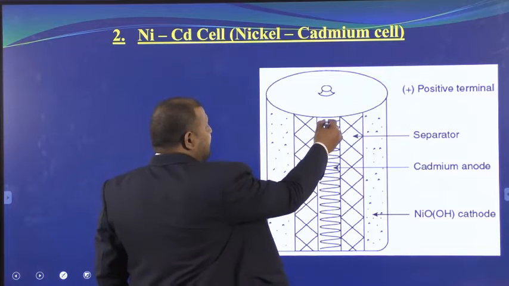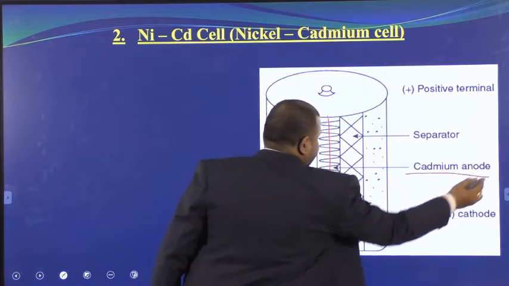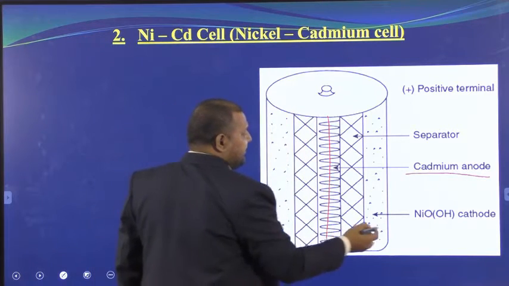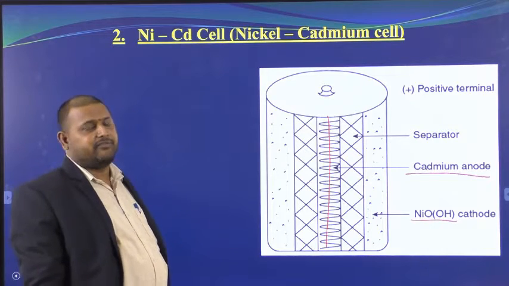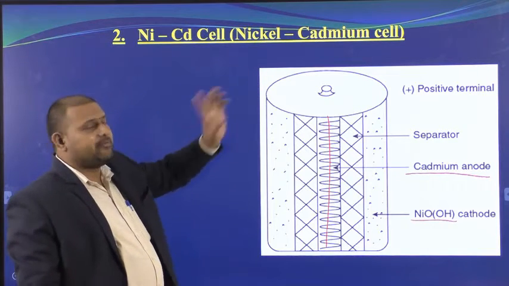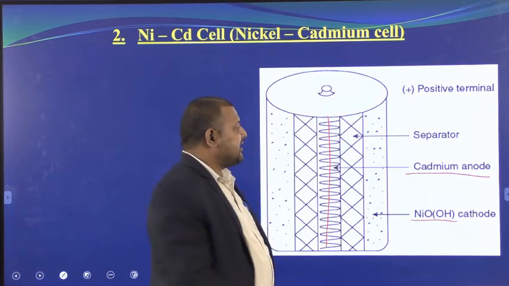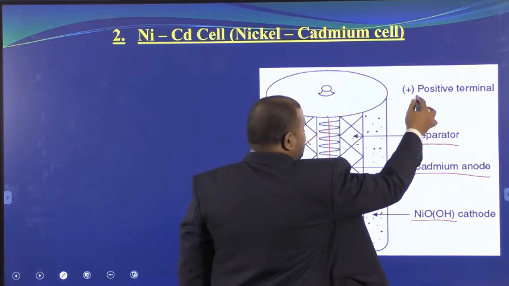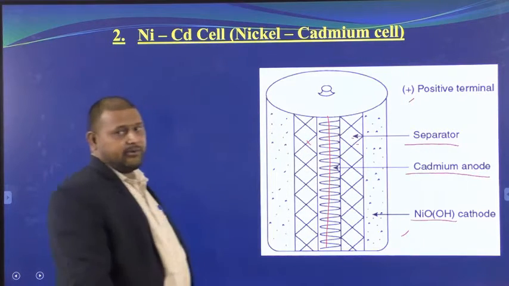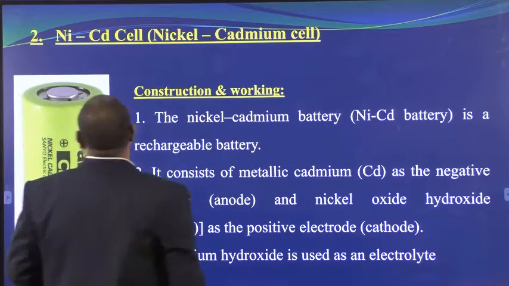So this one is the cadmium rod. Cadmium is the anode, and inside it we have nickel oxide hydroxide, NiOOH. Simply we write nickel cadmium cell, but what is there inside? NiOOH is there, and these two are separated using a separator. So this is the separator here. Positive terminal, negative terminal, cathode, anode. This is how the nickel cadmium battery will be.